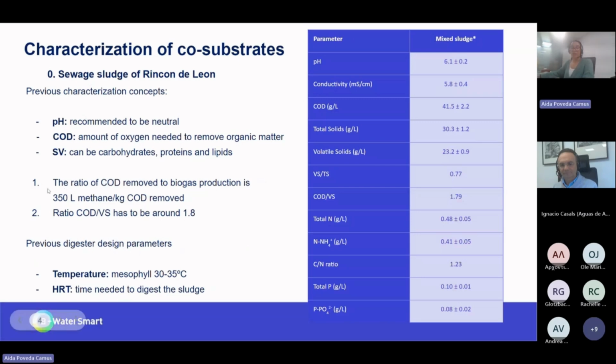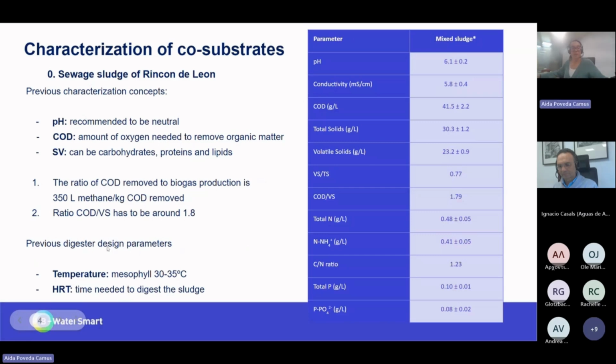The removal of the COD and volatile solids gives a ratio of the biodegradability of the substrate that can be translated into biogas production. This ratio is 350 liters of methane produced per kilogram of COD removed.